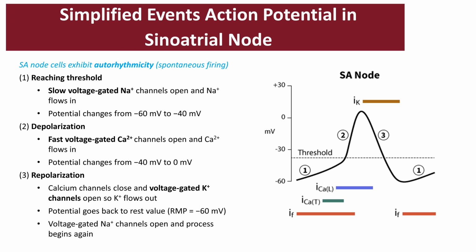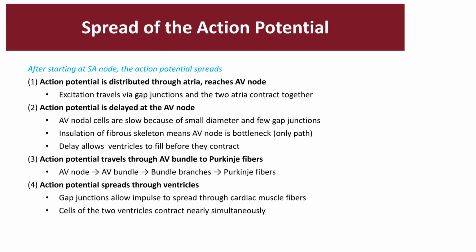So if you look at the graph on the bottom, you're going to see that there is no plateau phase. It's characterized by the ability of generating this quick funny potential, reaching threshold, depolarization with the calcium inflow, and then repolarization. This bottom region shown here with the pacemaker potential is what you can control to change the speed of the heart rate.